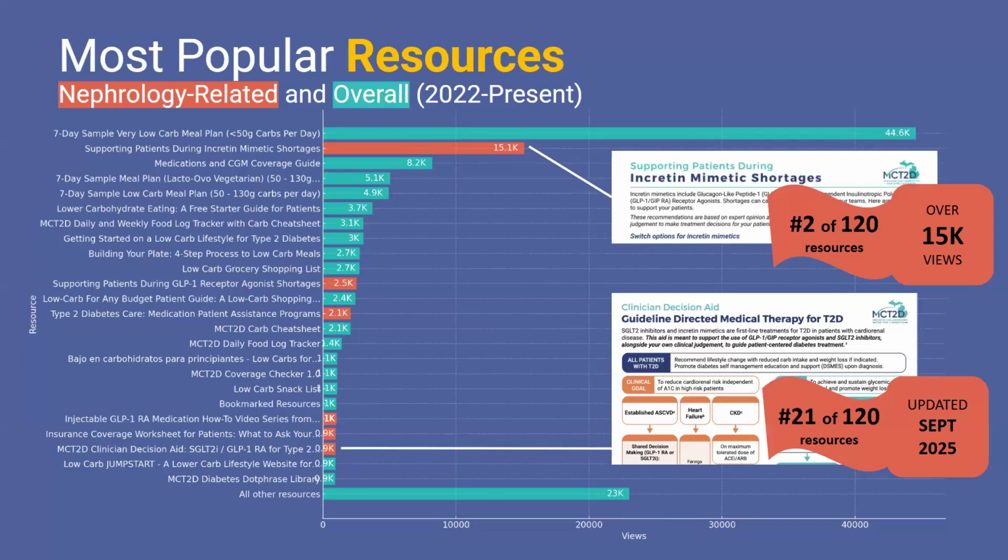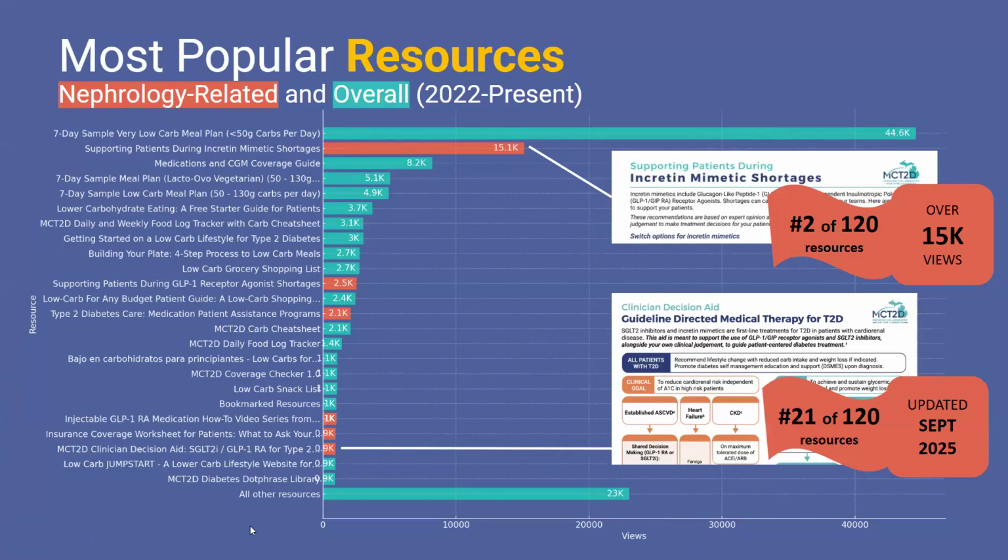This is a graph of the most popular resources, some that are nephrology related and some that are probably more geared towards primary care. But the number one overall that I thought was interesting and probably not that surprising was the 7-day sample meal plan for very low carb meals. And this is something that's very pragmatic a lot of times when counseling our patients. And this might be something that's really helpful.